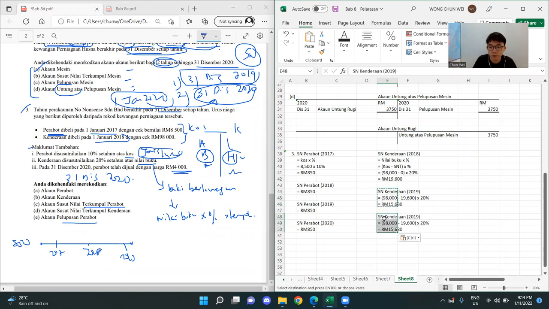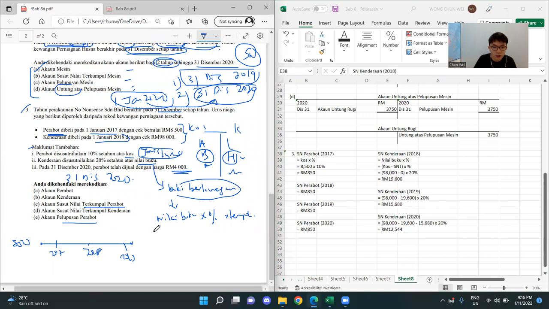What about 2020? So same. You're using 98,000 minus the susut nilai terkumpul now. After you minus 19,600, you have to minus 15,680 also. You have to minus all the susut nilai that you have for this kenderaan. Then only times 20%. So here, the answer will be 98,000 minus 19,600 minus 15,680, I get 62,720. So then you times 20%, you get 12,544.